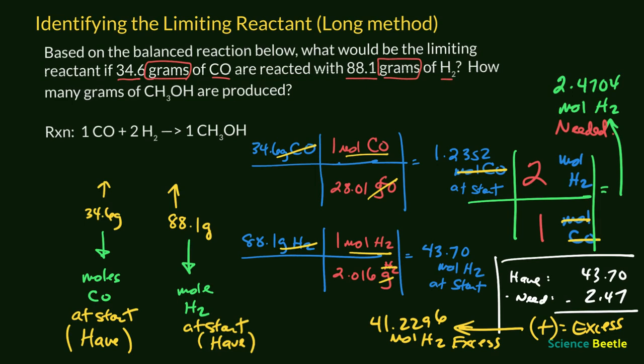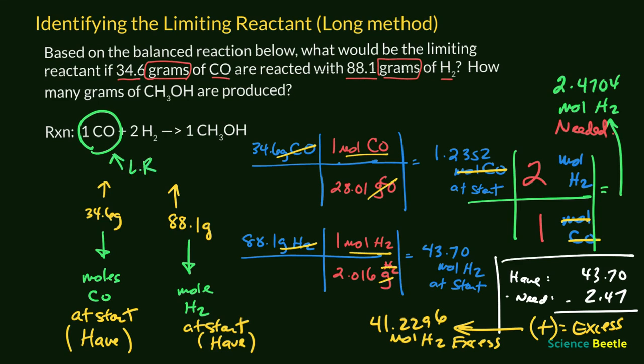Now if the problem's only asking you to figure out the limiting reactant, obviously since H2 is in excess, that means that the other compound is going to be the limiting reactant. So in this particular case, the limiting reactant here is going to be the carbon monoxide, which I'm just going to abbreviate here at the very top with LR.